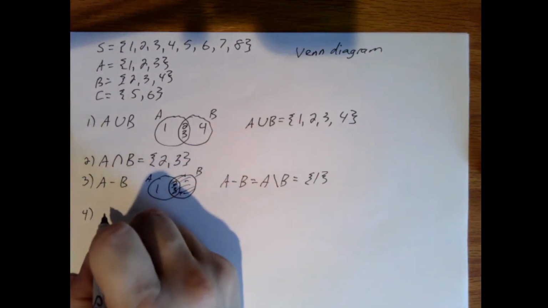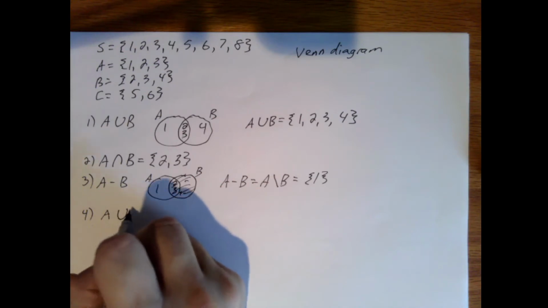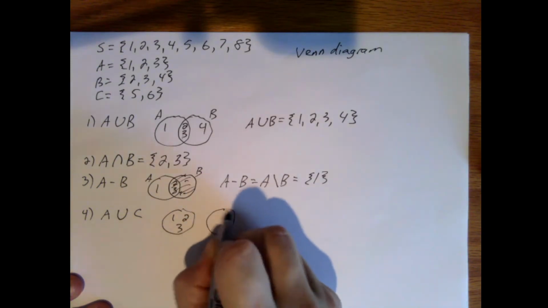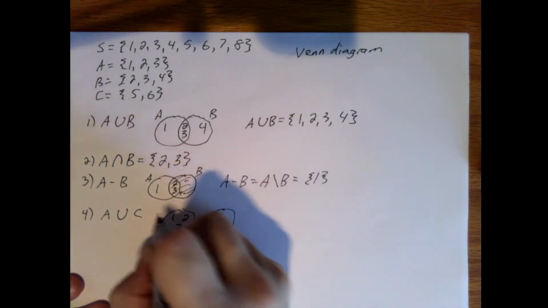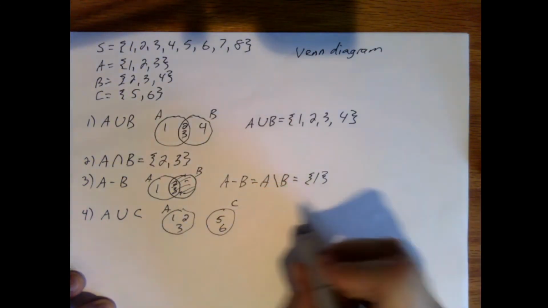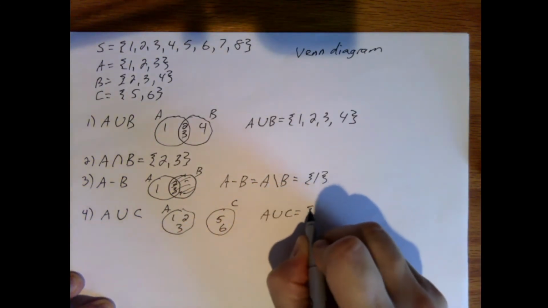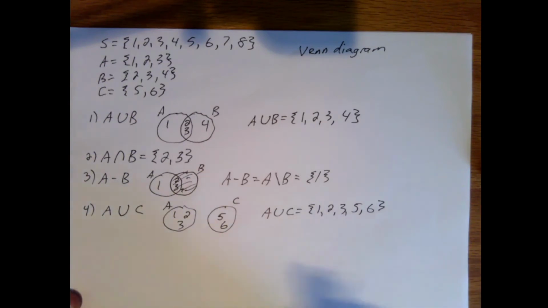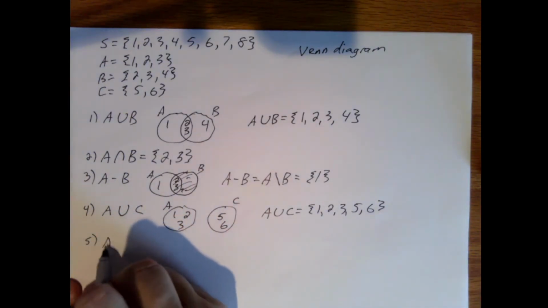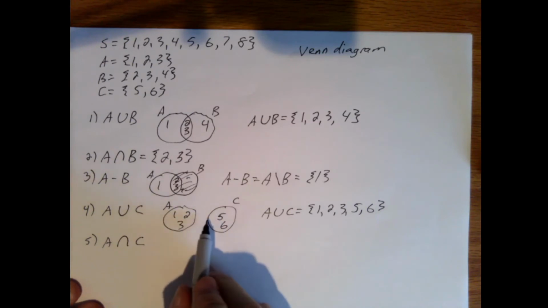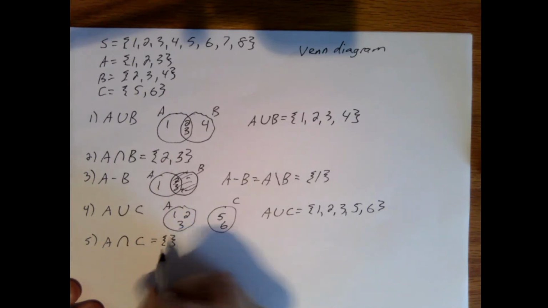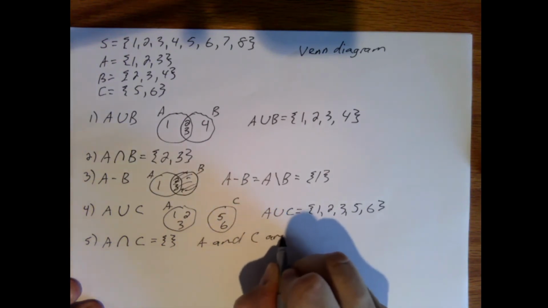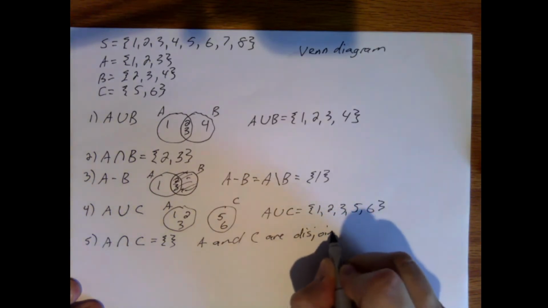What about A union C? 1, 2, 3, 5, 6. So the union is the set 1, 2, 3, 5, 6. And the intersection? Where's the overlap? There is none. So we get the empty set. So in this case, we would say that A and C are disjoint sets.